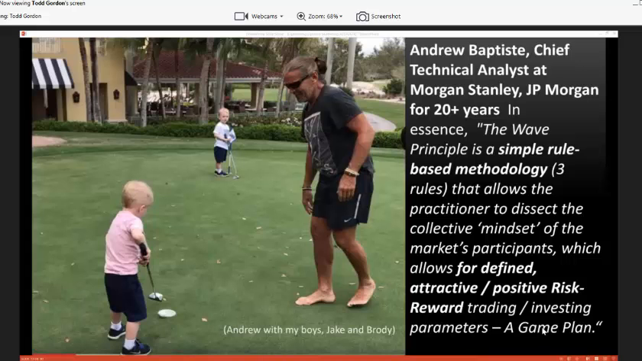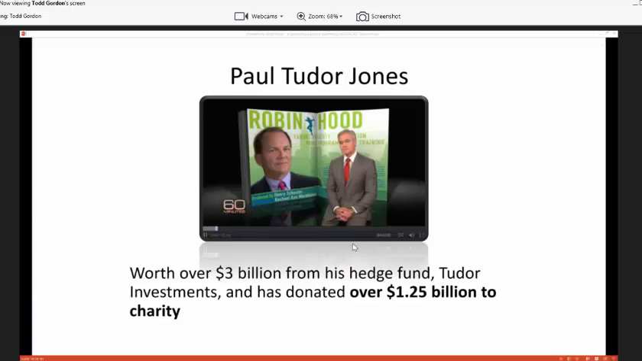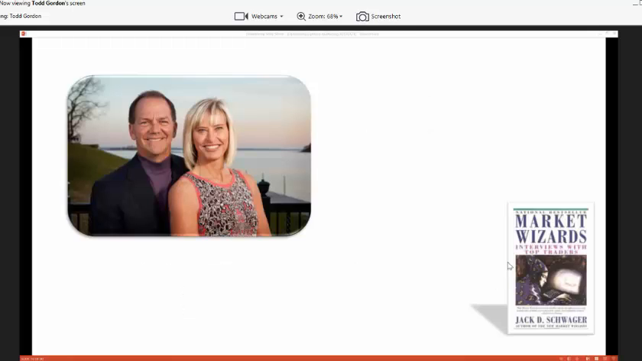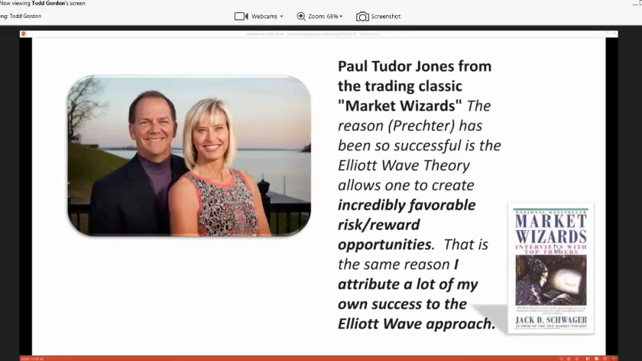It's a game plan. Tudor Jones, you guys should know who this is. This guy's worth over $3 billion. He's donated $1.25 billion to charity. He's in Market Wizards, this book you all should have read as traders, basically saying Elliott allows you to structure favorable risk-reward trades. I attribute a lot of my own success to the Elliott Wave approach. And this is Tudor. He's one of the best living discretionary hedge fund managers out there.